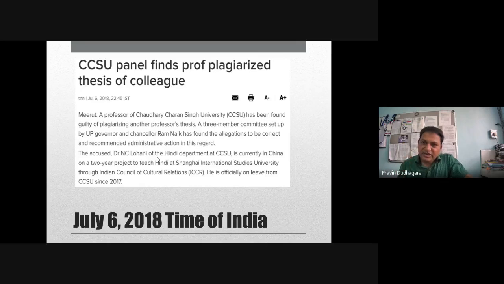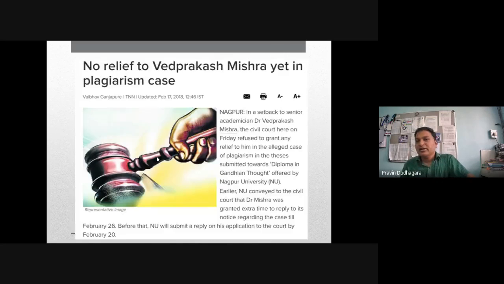At the university level, this is a very recent example, January 2018. One professor from a university used the work of another professor. The thesis was published by the other professor, so that created the problem. Another one is that there is no relief to Ved Prakash Misra yet in the plagiarism case.